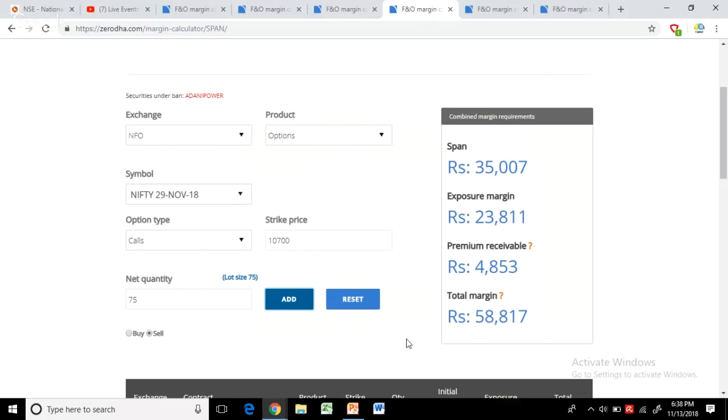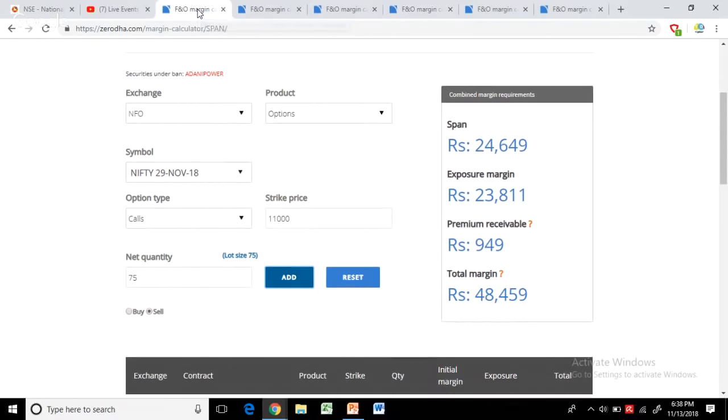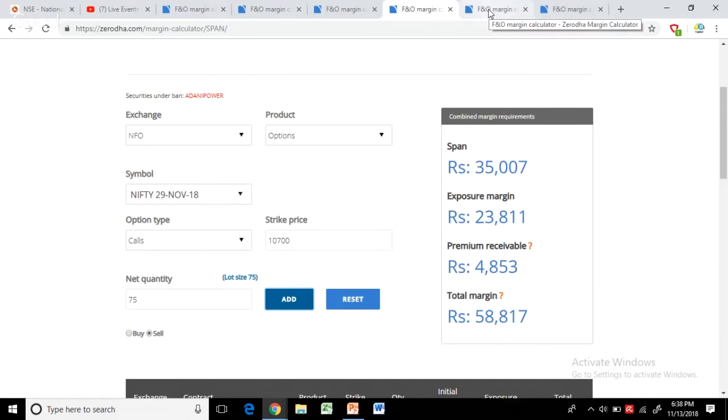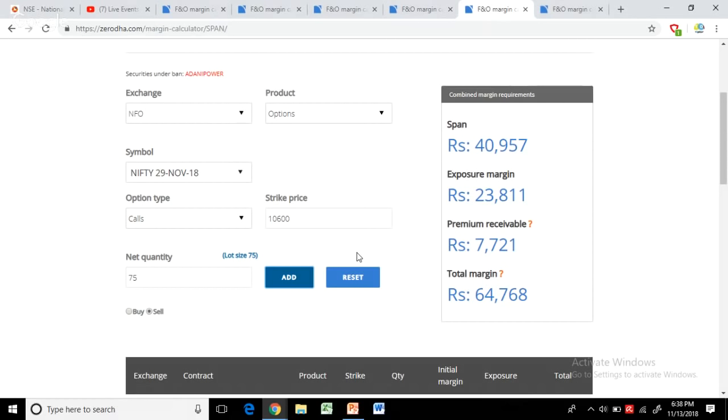So when you're selling a different position, obviously you must have one eye on what will be my new margin requirement, whether that margin requirement is going to go up or whether it is going to go down. So 10,700 requires 58,817, whereas 11,000 requires only 48,000, a difference of 10,000 rupees within 300 strike prices, right? Let's see 10,600. See the jump. The margin required is now 64,768. Because market is almost at 10,600, the margin requirement has increased like anything.